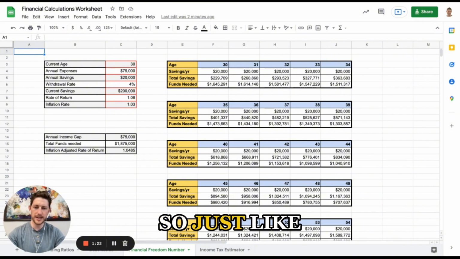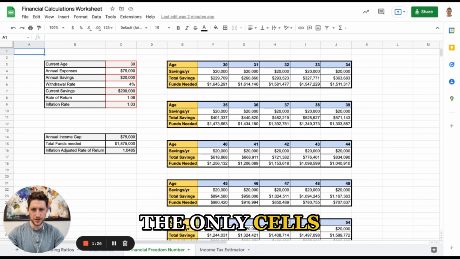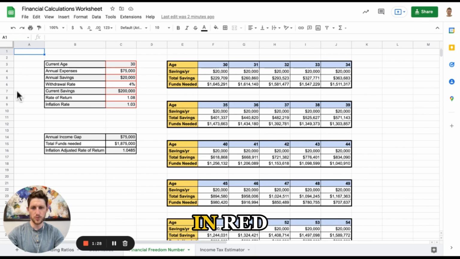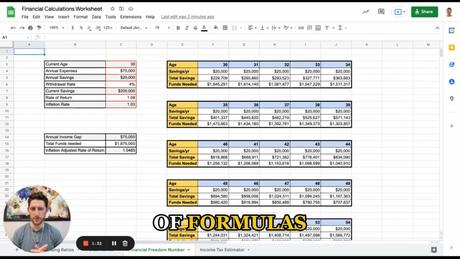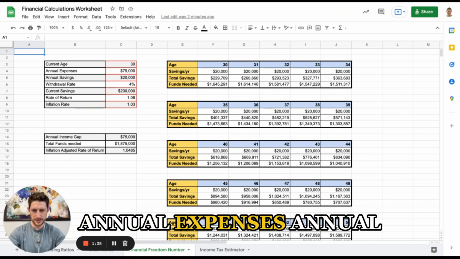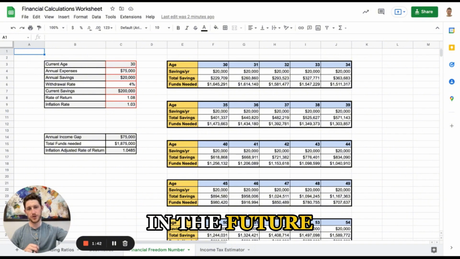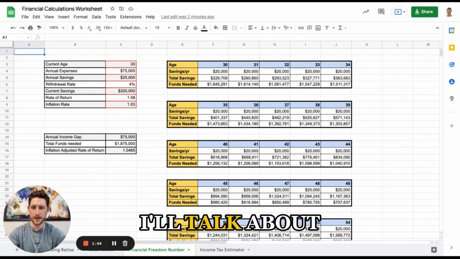Just like the other spreadsheets, the only cells you change are these ones right here, the ones in red. Everything else, just leave it. They're just to be observed because they're attached to all types of formulas. So we have current age, annual expenses, annual savings, your withdrawal rate in the future, which I'll talk about in a minute, your current savings, your rate of return, and then your inflation rate.